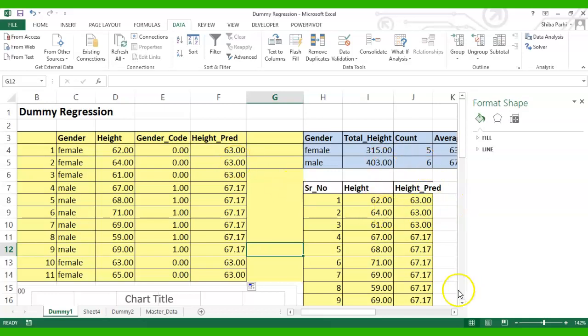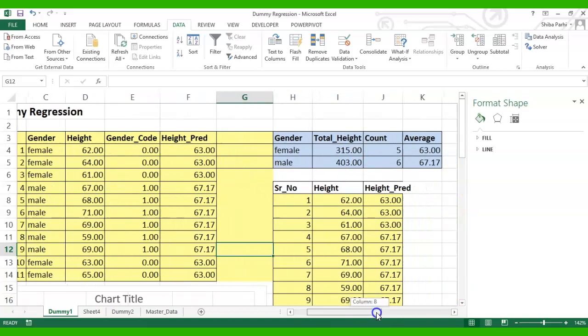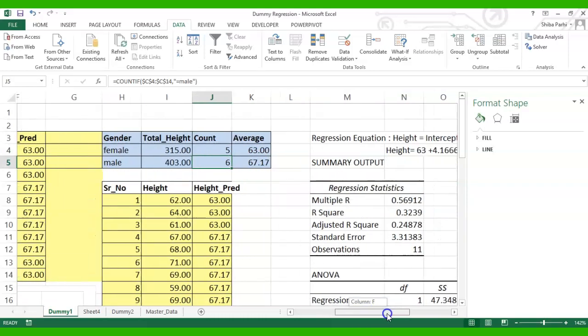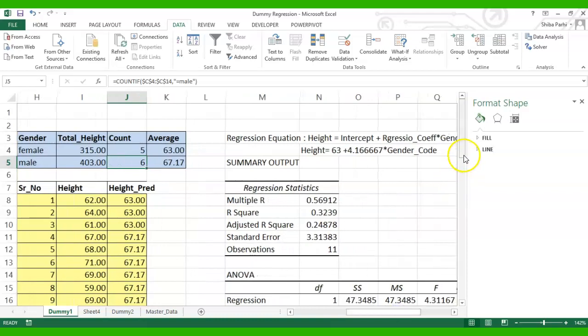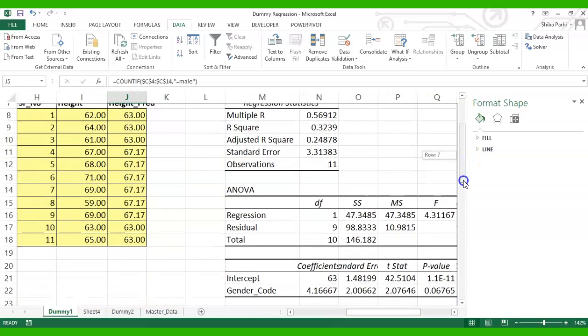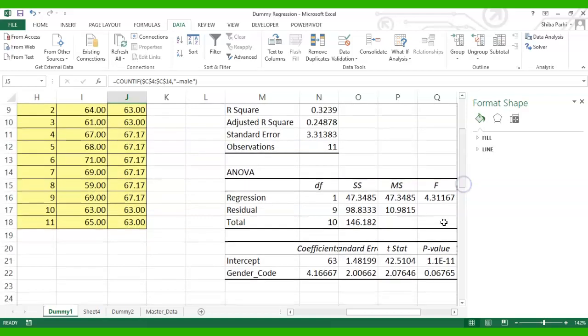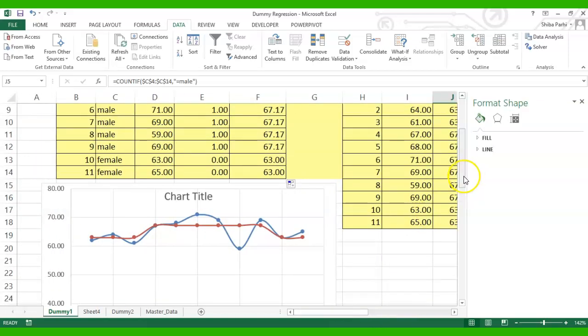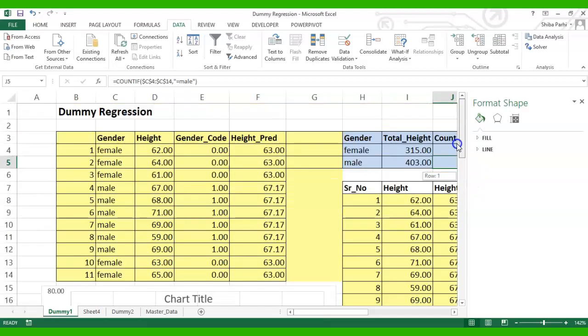So how can I calculate this? If I take all the female data, the total height will be 315. For the male data, the total height will be 403, and the count, female are 5, male are 6. On an average, the dummy regression equation is calculating the predicted height for the female, and on an average the predicted height for the male. On the basis of this, we calculate the height.